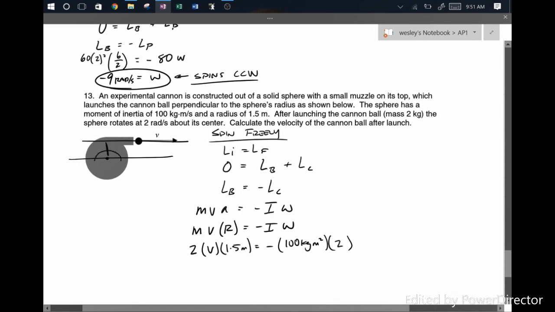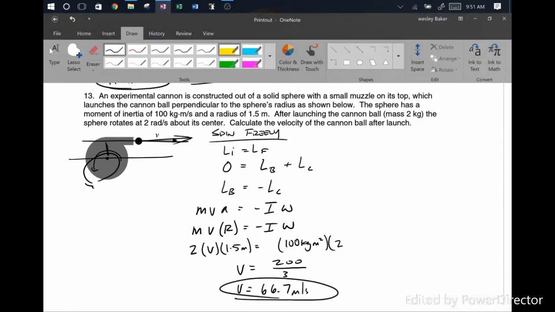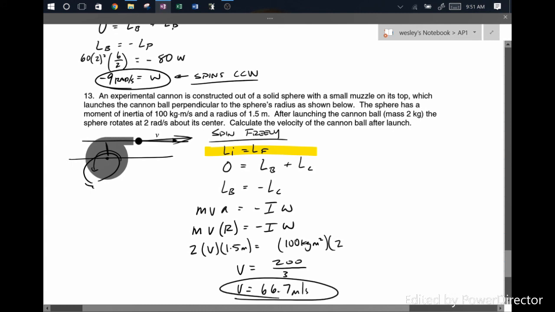Now, that's going to be in the counterclockwise direction. We have a direction that goes along with that. So, that means everything over here is going to be in the clockwise direction. That's what that whole negative sign is for. So we can eliminate this because we know that the ball is going to be going this way and the cannon is going to be spinning that way. So our velocity comes out to 200 divided by 3. The velocity of the ball comes out to be 66.7 meters per second. Again, still using the idea that the initial angular momentum is equal to the final angular momentum.